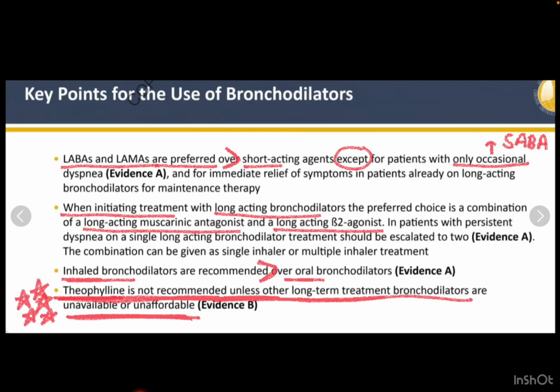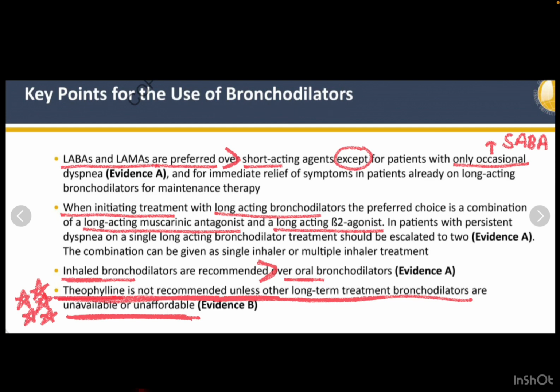Then they are telling the key points for the use of bronchodilators. We used to prescribe these bronchodilators, so what are the key points while prescribing them? They are telling that LABA and LAMA are preferred over short-acting agents, except for patients with only occasional dyspnea. If the patient has only occasional dyspnea, in those cases SABA can be given, but in all the rest of the cases LABA and LAMA combinations are preferred.